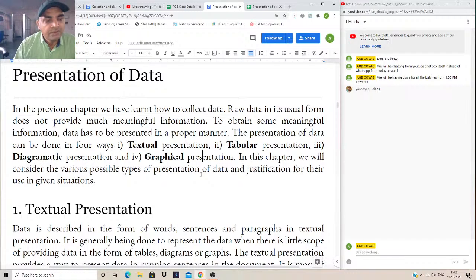So in this chapter, we will consider these various possible ways of presentation of data, and justify when to use these things, what are the advantages of one over the other, or what are the disadvantages of a particular type of presentation. Accordingly, you can pick which type of presentation you are going to use for the data.